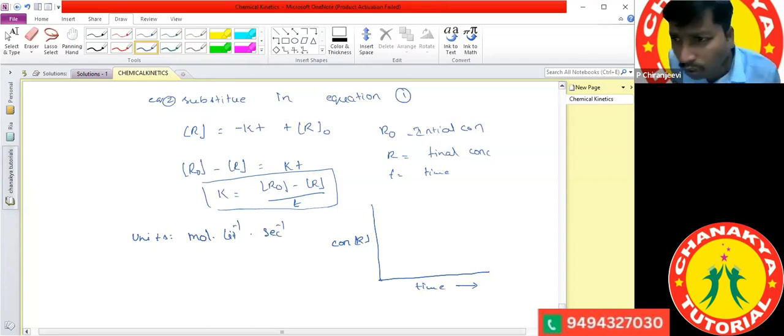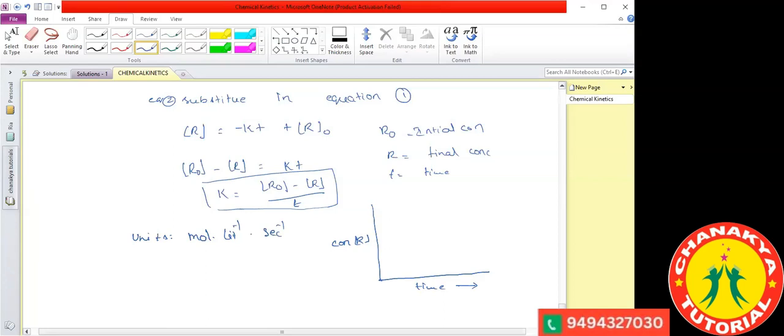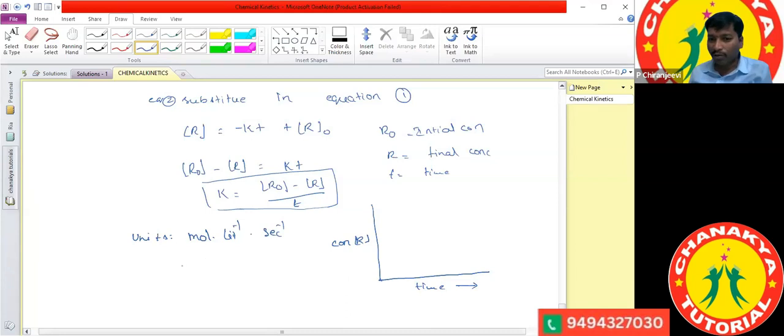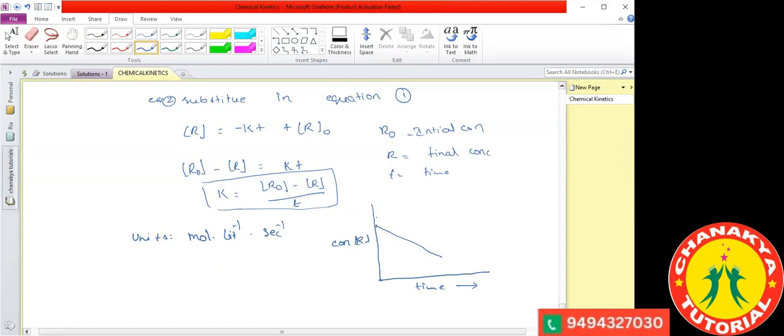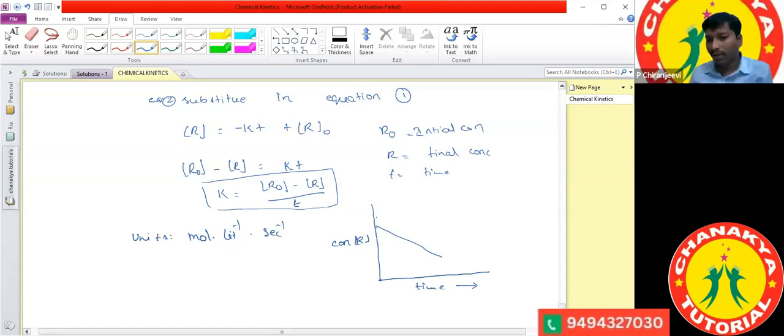Starting, you wrote some negative sign. What does that negative sign represent? Is it decreasing the concentration of the reactant or increasing it? Decreasing. If it is decreasing, the graph has to go downside, otherwise on the increasing side. So this graph represents the decreasing of the concentration: from here to here, concentration decreases.